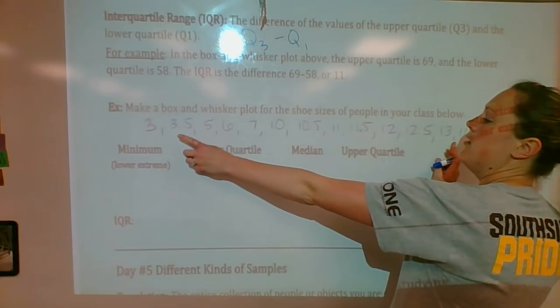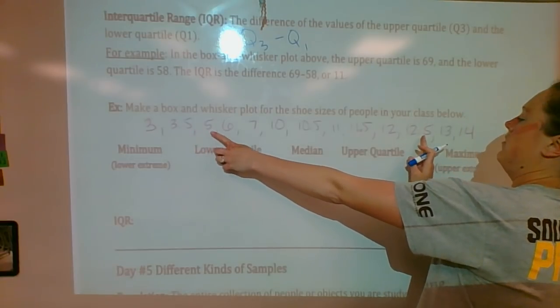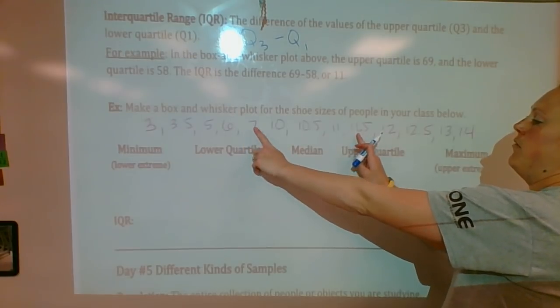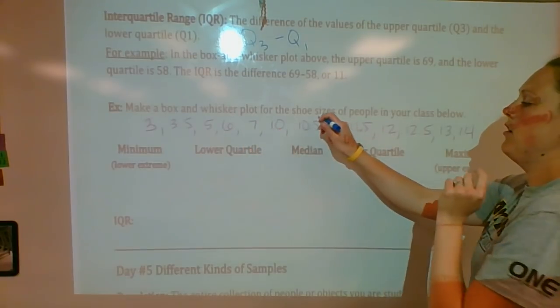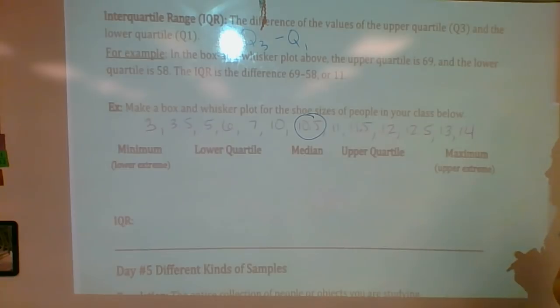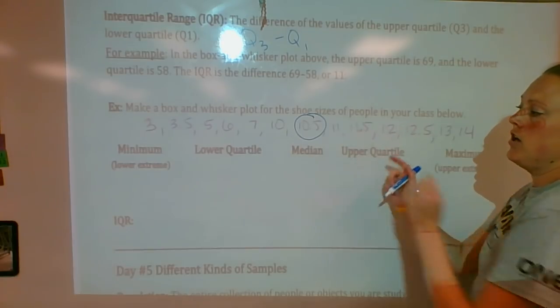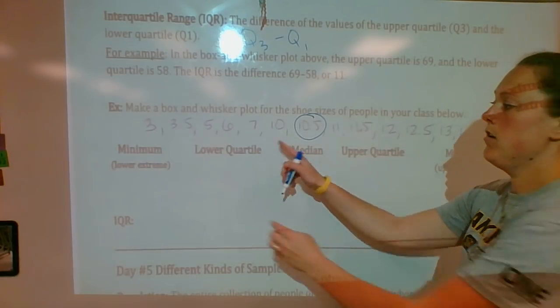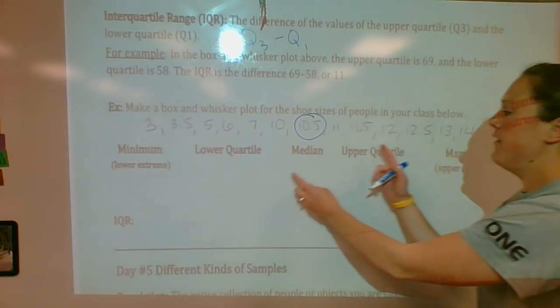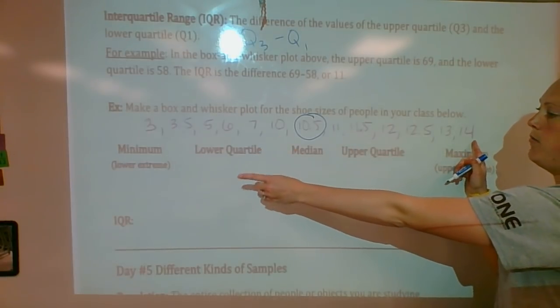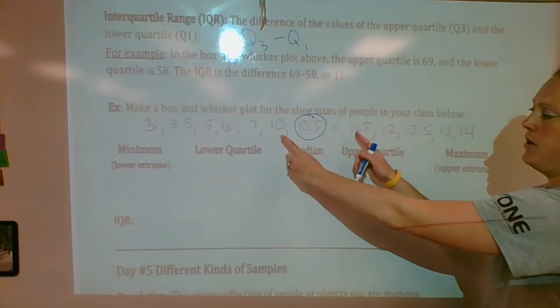3 and 14, 3.5 and 13, 5 and 12.5, 6 and 12, 7 and 11.5, 10 and 11. I lucked out. I have a median here of 10.5. Okay. I would hesitate from crossing them off as you go today, because we're going to end up doing that same thing for the lower percent of the data and the same thing for the upper percent of the data. So as you're counting your median, just go ahead with your fingers, work your way towards that middle.